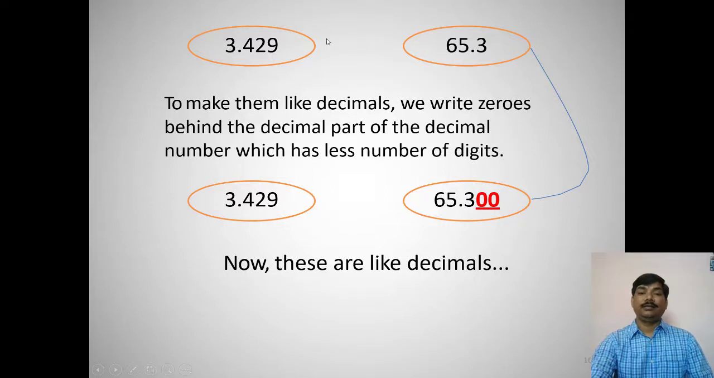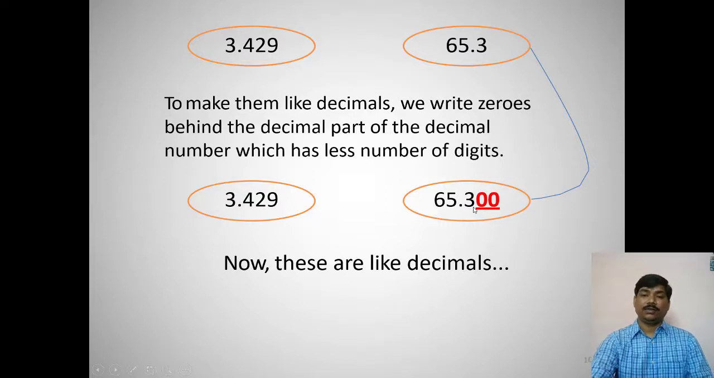But in this case, the number of digits in the decimal part is 3 here and 1 here. So the number with fewer digits is here. So we will increase the zeros here, not here, to make 3, because here are 3 digits, here 1 digit. So how do we make it 3 digits? By adding two zeros. In this way, in the decimal part there are 3 digits.